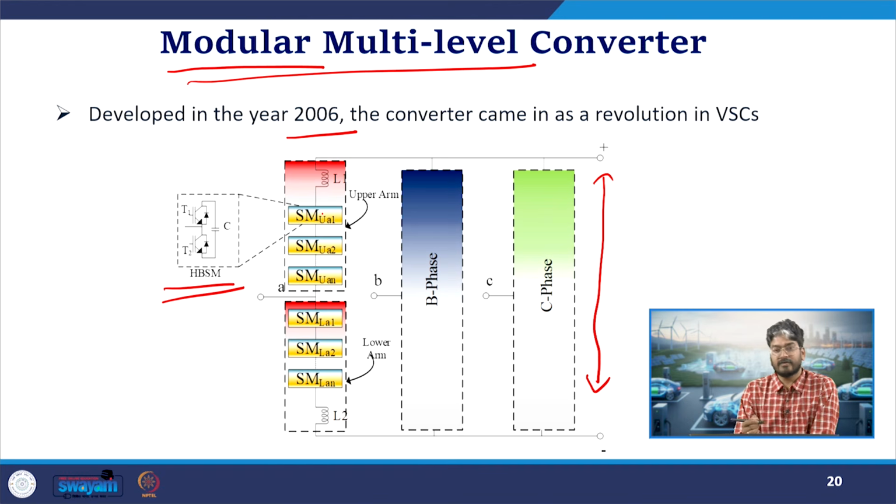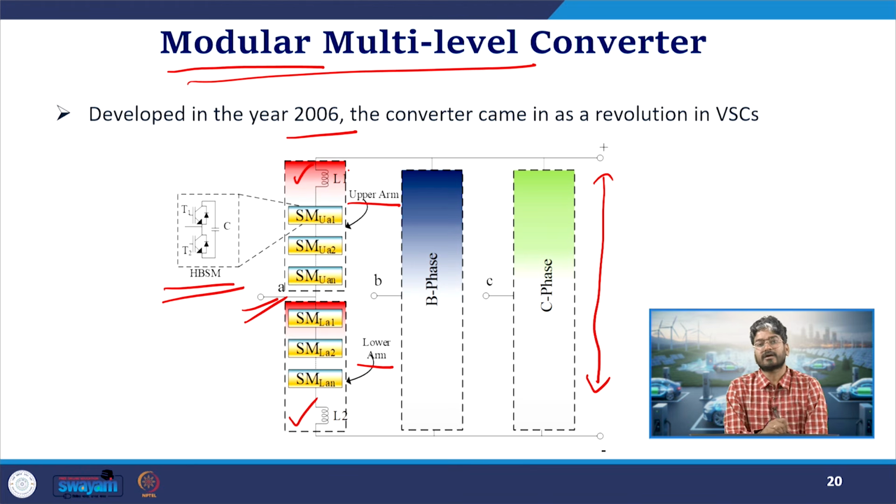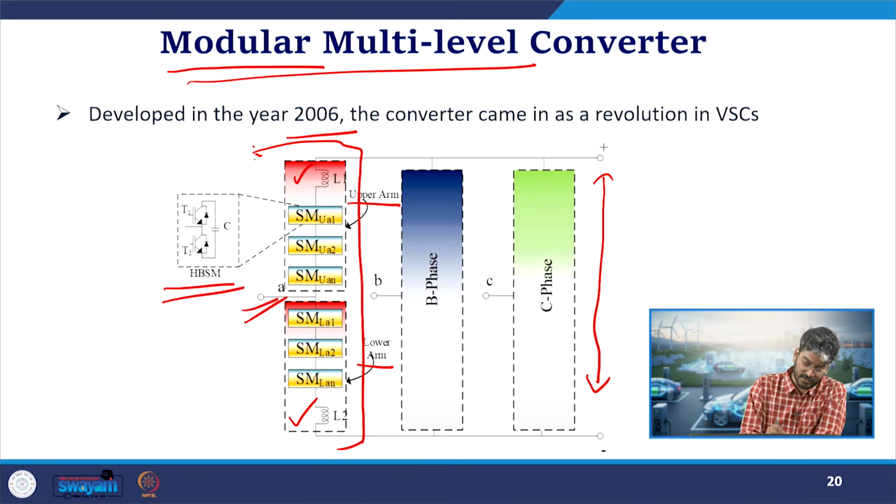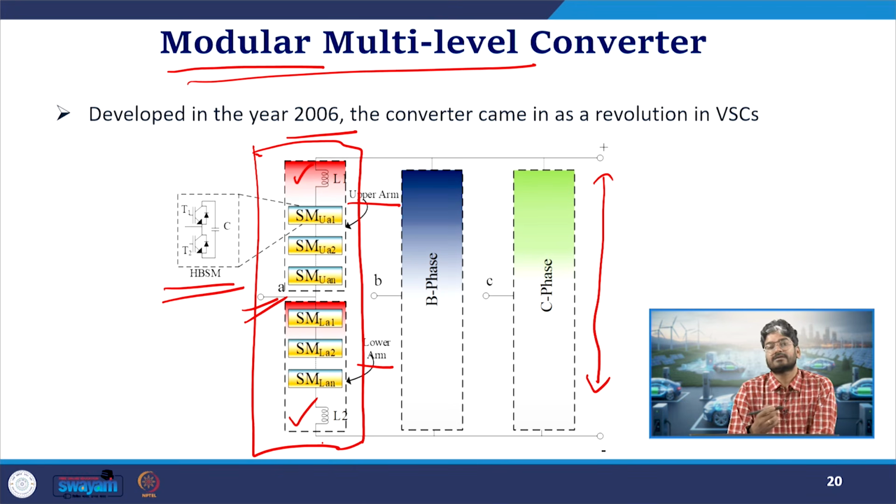So in this MMC, what are the typical terms used? If you see, it has two arms, upper arm and lower arm, per phase. The midpoint of that is the AC output terminal. We have the DC link connected at the top and bottom. We have two arm inductors, and these upper and lower arms together are called one leg of the circuit. In MMC, for each phase we have one leg which is connected across the DC link. Each leg consists of two arms, upper arm and lower arm. The midpoint of the two arms contains the AC output terminal.